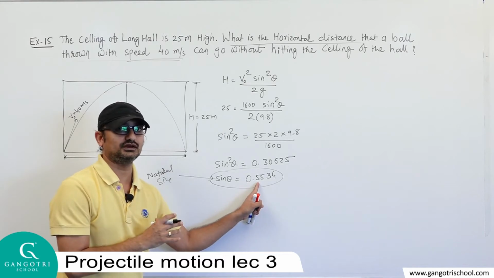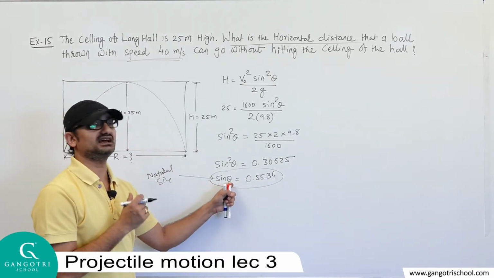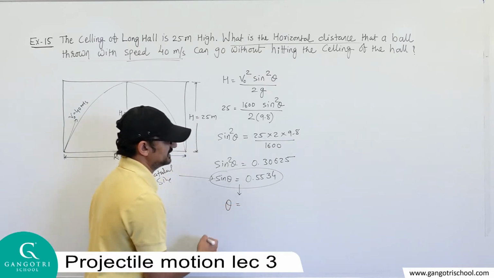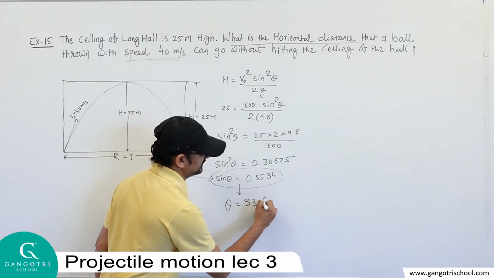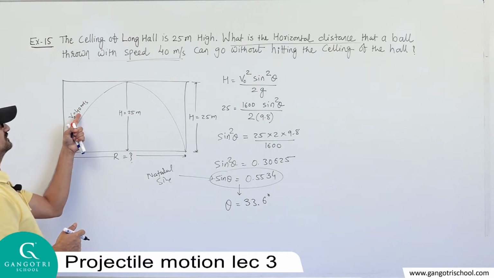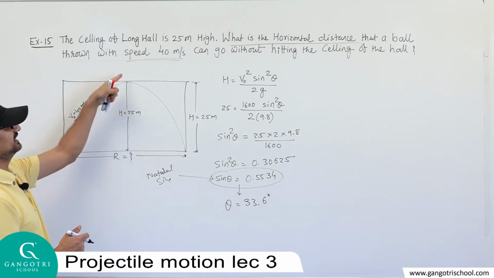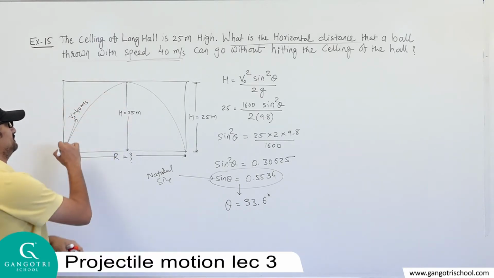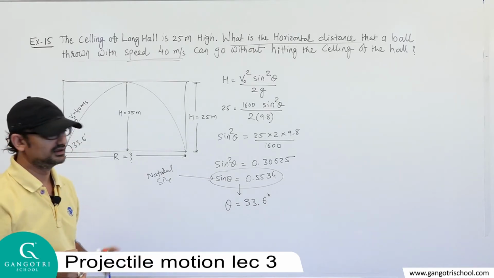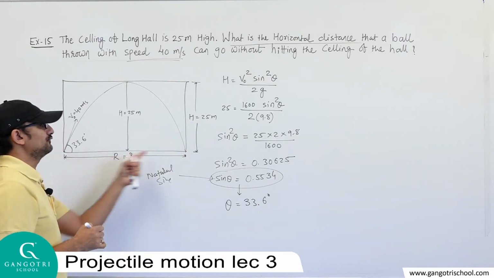In a natural sine, for this value of sine function, 0.5534, what is the angle you can determine from the natural sine? Here I'll put the answer. Theta will be 33.6 degree. It means that if the ball is thrown with this speed, 40 meter per second, and gains the maximum height 25 meter, it should be thrown at an angle 33.6 degree.